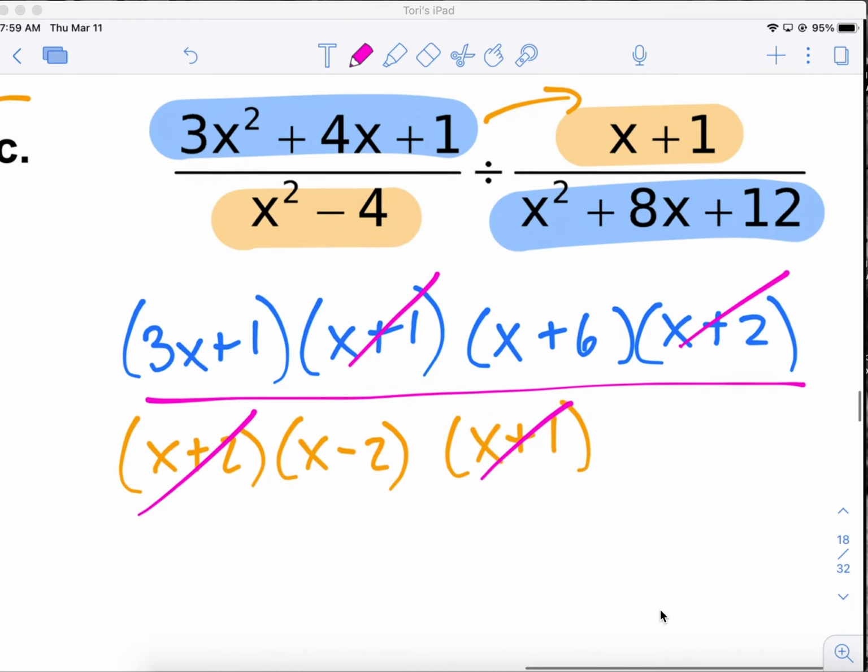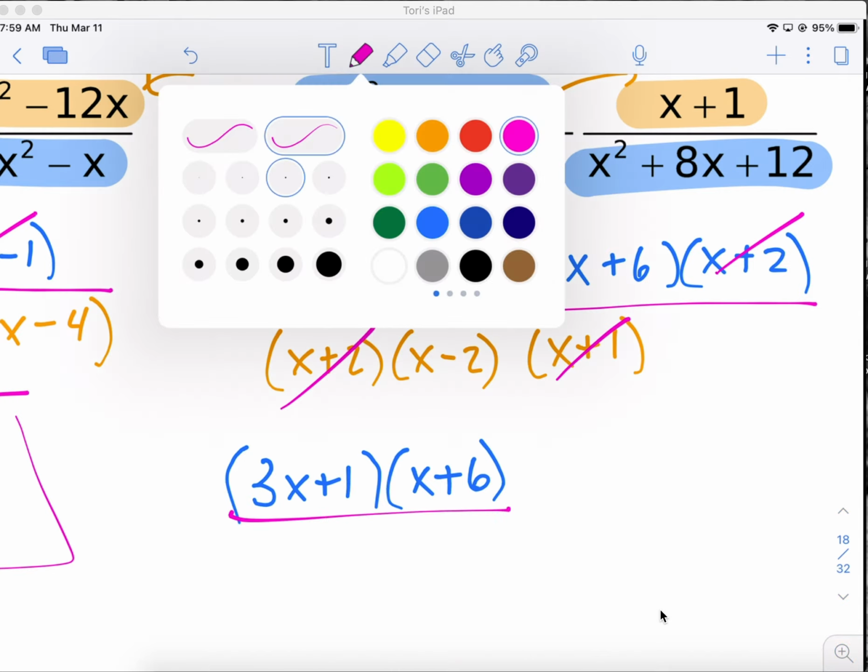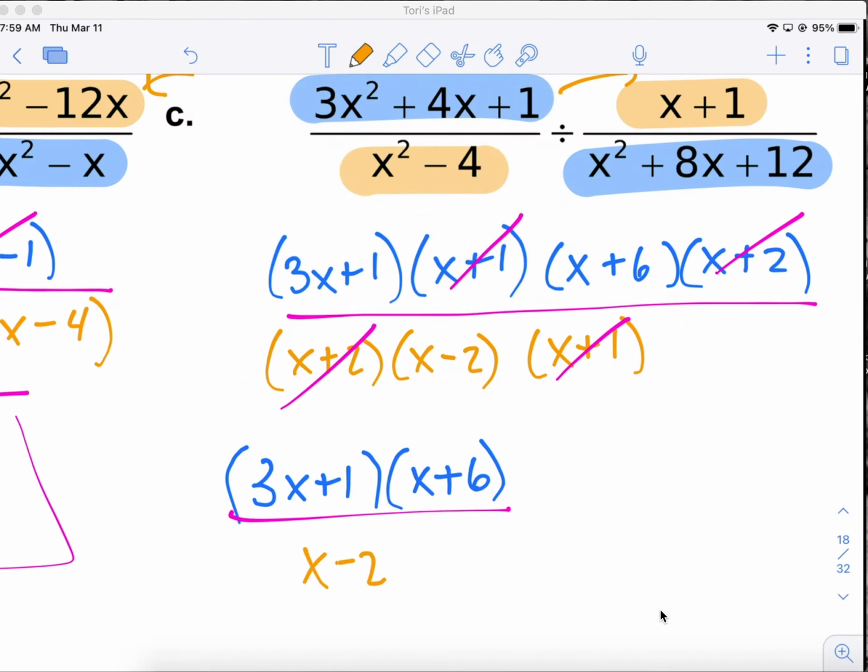But here is where the first time we see something that has to be multiplied back together, okay? So let's write what it looks like now. 3x plus 1, x plus 6, on top of the x minus 2. But when we multiply this back together and make our final answer, we're going to need to FOIL this.